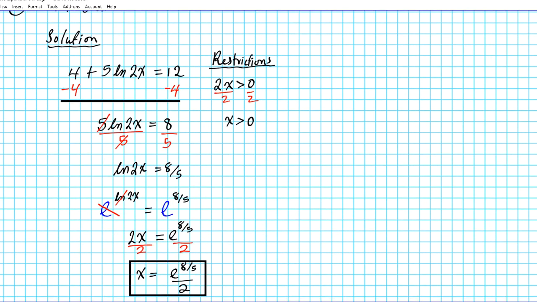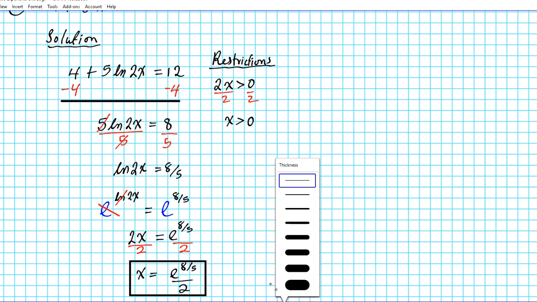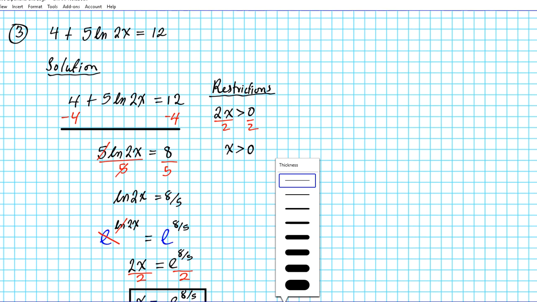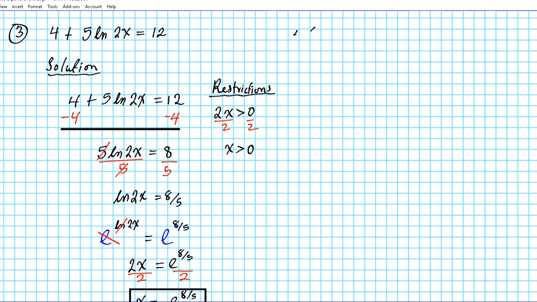Question number 4, another log equation. We're asked to solve the equation log base 2 of x plus 3 is equal to log base 2 of 2x minus 1. Okay, so if you look at this problem, we have two restrictions here. So our answer has to respect both restrictions in order to be valid. Okay, we'll address that later.